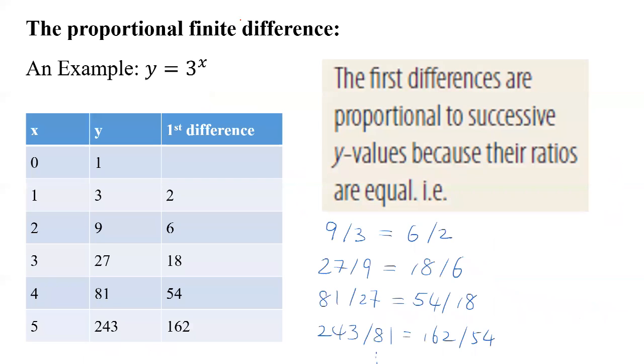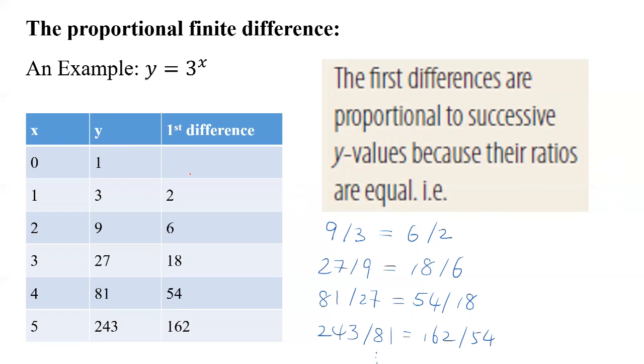All right. There is another important property which is called the proportional finite difference. Let's use this function as an example. The function is y equals 3 to the x. First, we can sample some points on this function. When x is 0, 1, 2, 3, 4, 5, y is 1, 3, 9, 27, 81, 243, respectively.